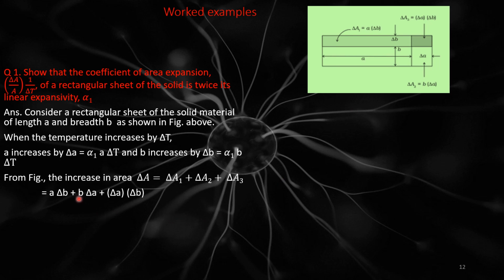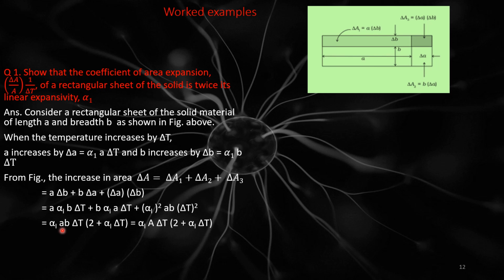So, the increase in area delta A is equal to A into delta B plus B into delta A plus delta A into delta B, as shown in the figure on the right hand side. Therefore, it can be written as A into alpha L B into delta T plus B into alpha L into A into delta T plus alpha L whole square into AB into delta T whole square. Therefore, that is equal to alpha L AB delta T into 2 plus alpha L into delta T, which is alpha L into A B into delta T into 2 plus alpha L into delta T.